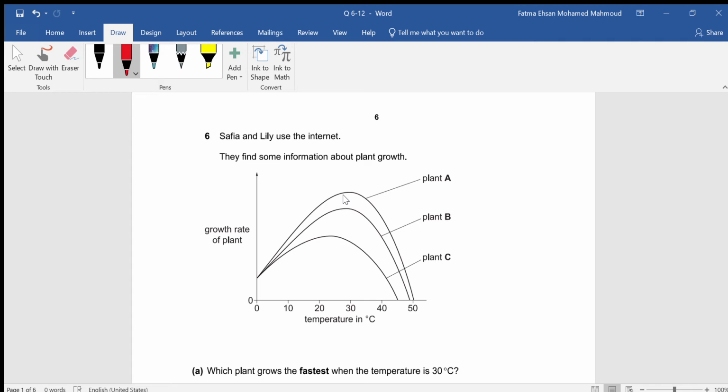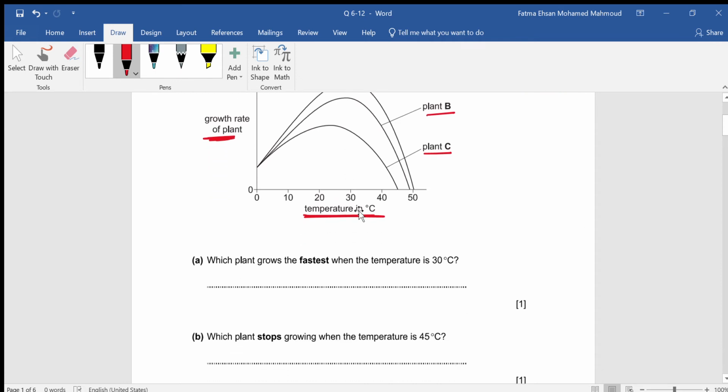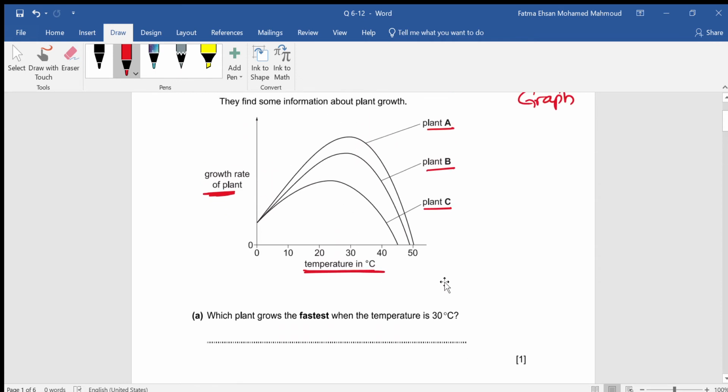Okay, we have here a graph. We have the x-axis having the temperature in degrees Celsius and growth rate of the plant on the y-axis. We have plant A, B, C. 6A, which plant grows the fastest when the temperature is 30? Let's see. The temperature is 30 here. So let's go up to see which one grows the fastest. The one is what? Plant A.